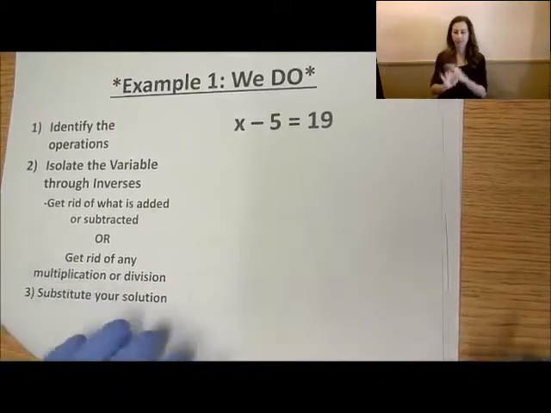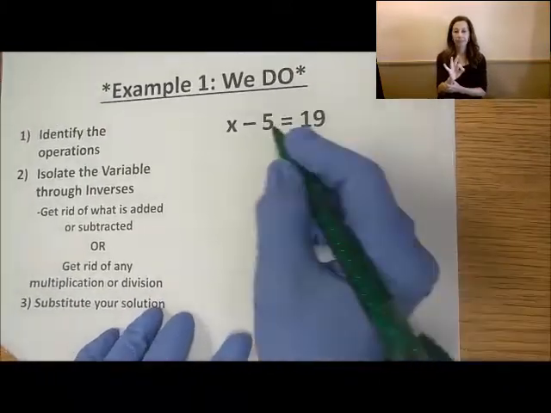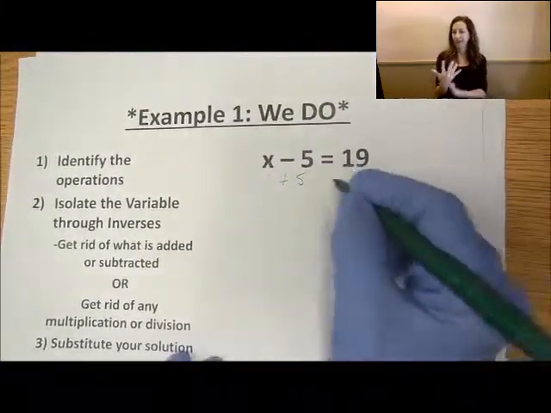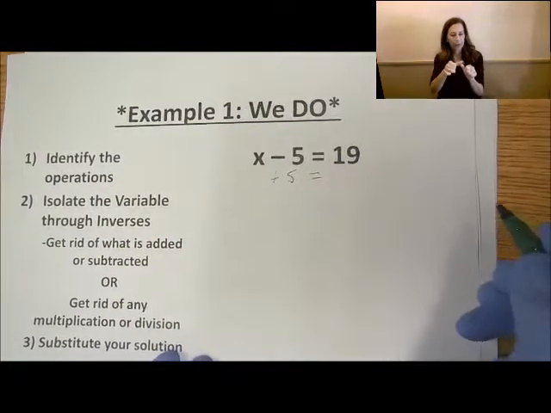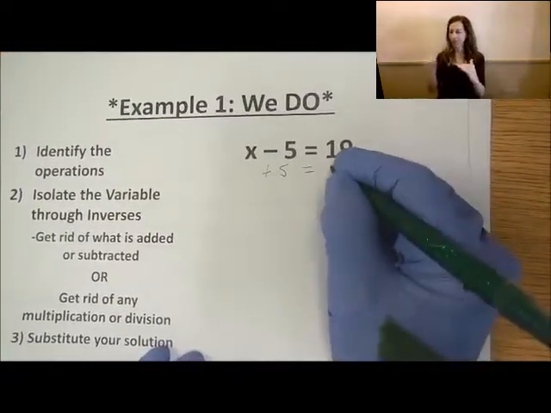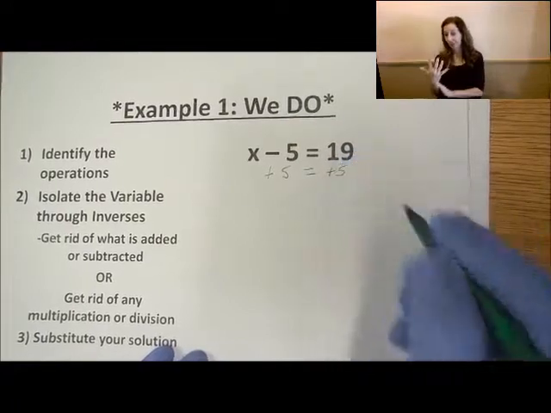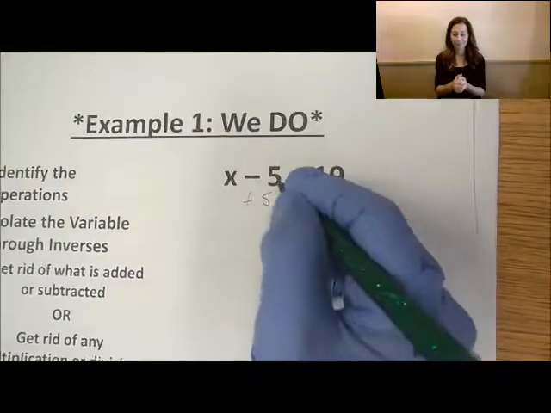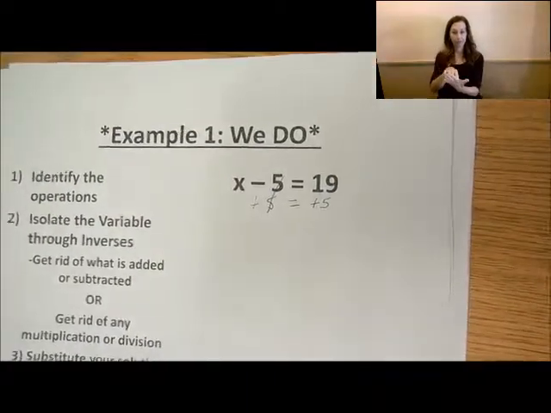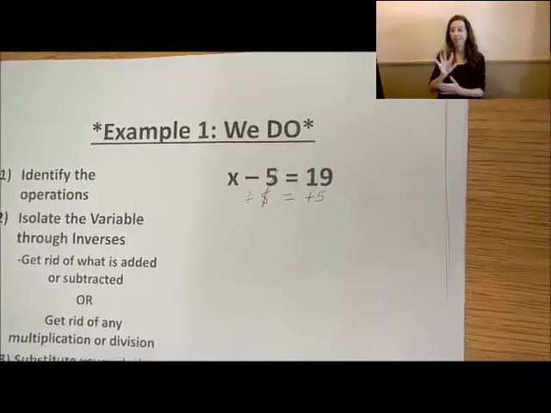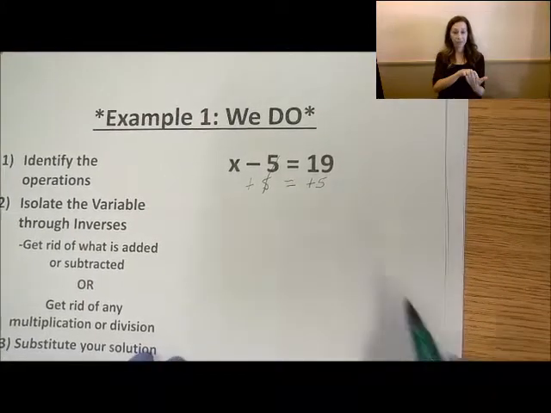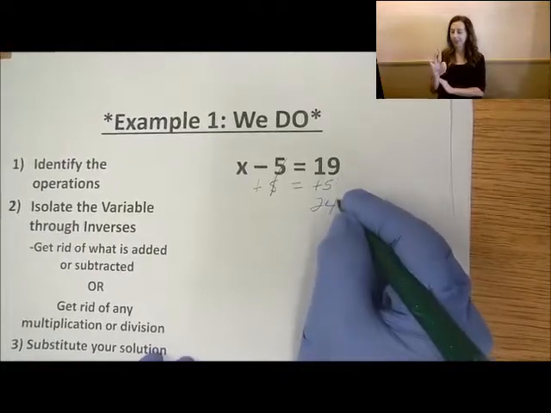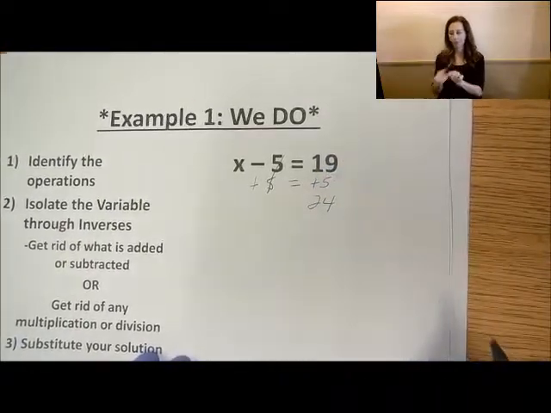x minus 5 equals 19. So since we have a negative 5, we're going to add 5. But the important thing to remember is we've got to do it to both sides. So if we're going to add 5 on the left, we have to add 5 on this side as well. So this cancels the 5 on the left side of the equal sign. And then we're going to add this. So 9 plus 5 is 14, carry the 1, 24.